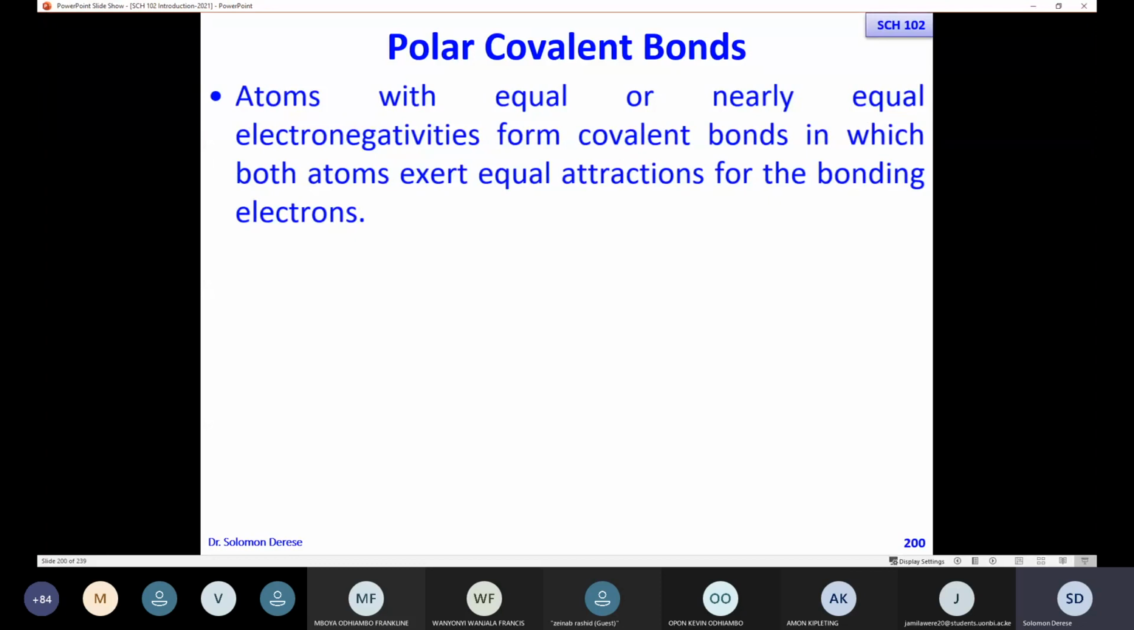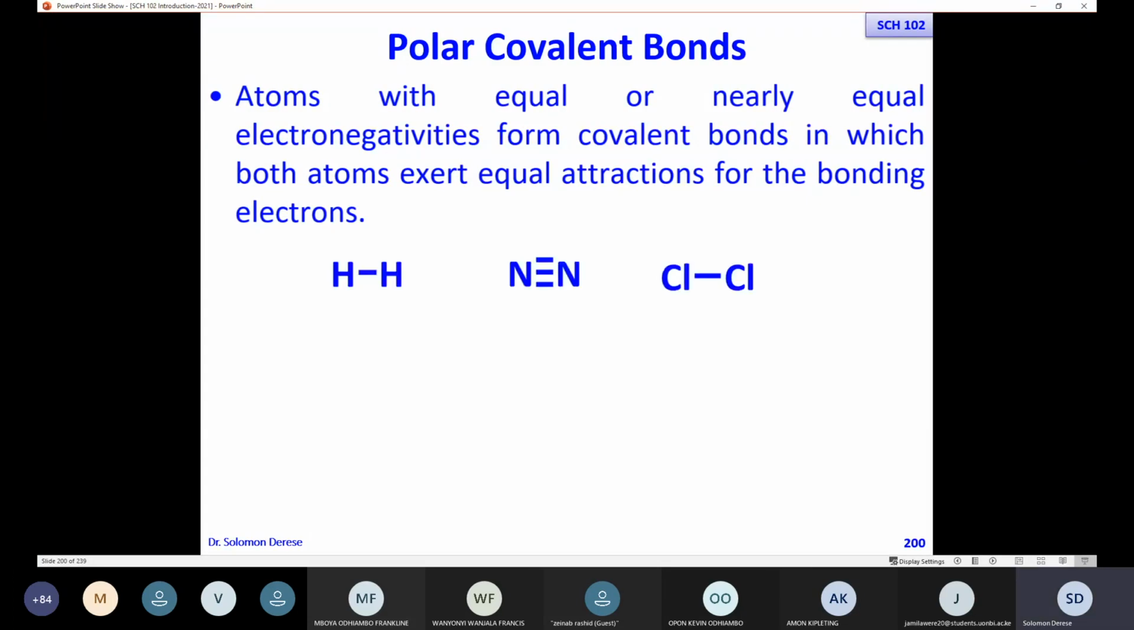If you have atoms with equal or nearly equal electronegativities, and such atoms form covalent bonds, these two elements will have equal attraction for the electrons that are involved in the chemical bonding.